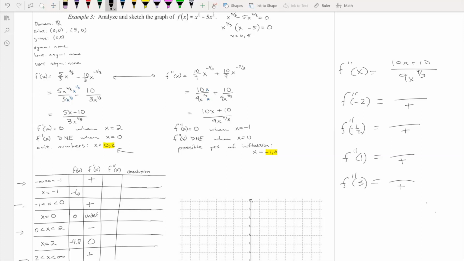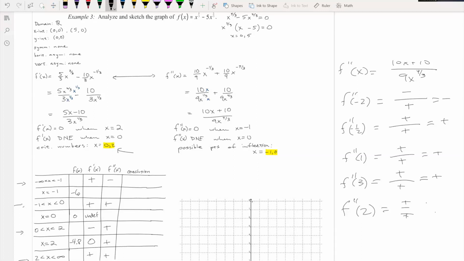So that's done. And then on top, if I put in a -2, I'll have -20 plus 10. If I put in -0.5, I have -5 plus 10. If I put in 1, I have 10 plus 10. If I put in 3, I have 30 plus 10. So that's a negative, meaning concave down, followed by a whole bunch of positives, meaning concave up. And from there, if you were to plug in 2, f double prime of 2, I think we get a positive over a positive again. So I get a positive in here.